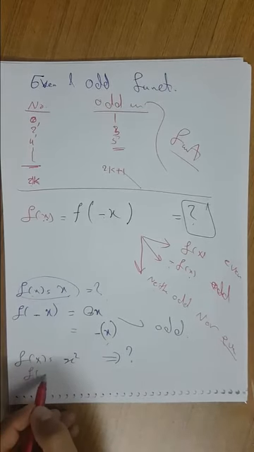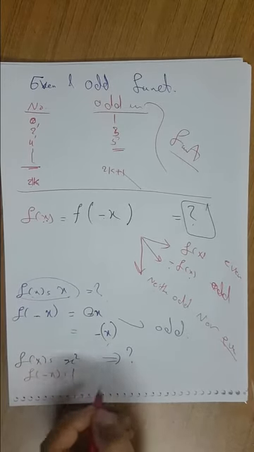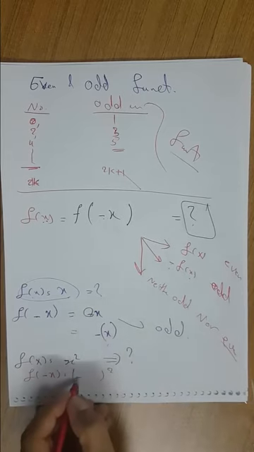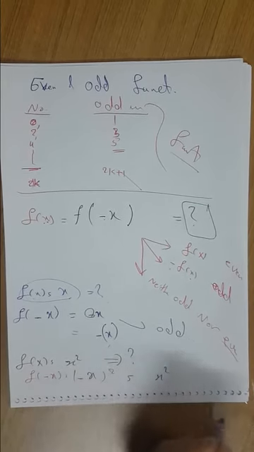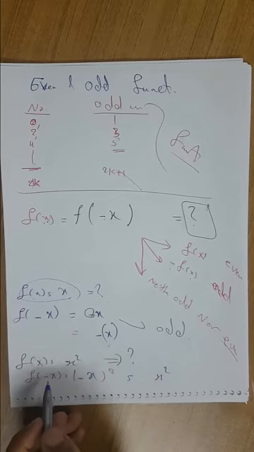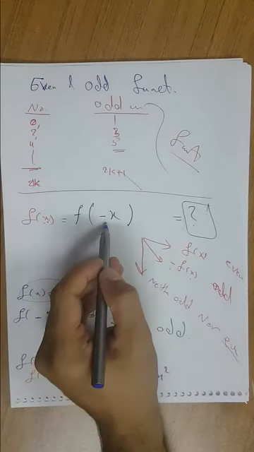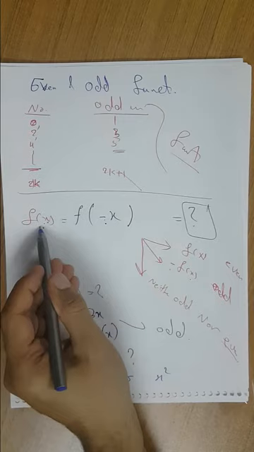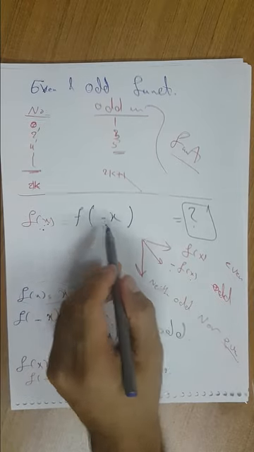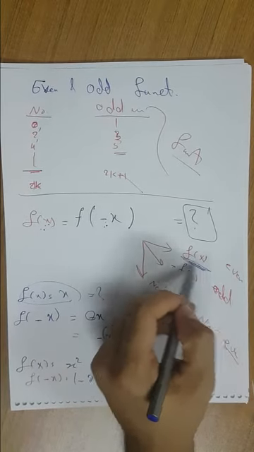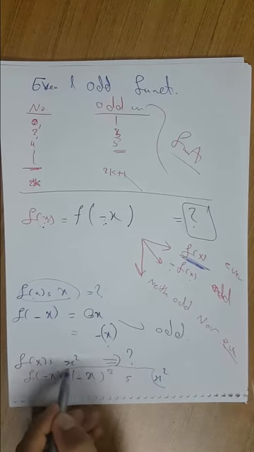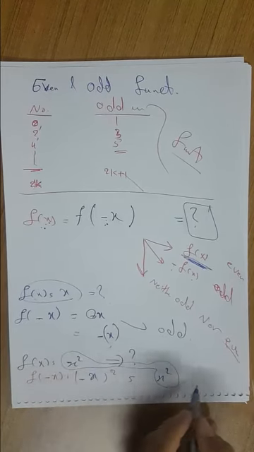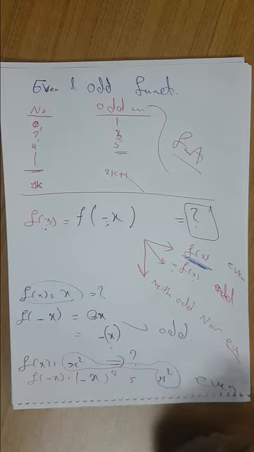Now you can say f of minus x means that I will put negative to any x that I have, and you know it is equal to x squared. So after giving the minus to the function, if I got the same thing without any change, I say it's an even function.